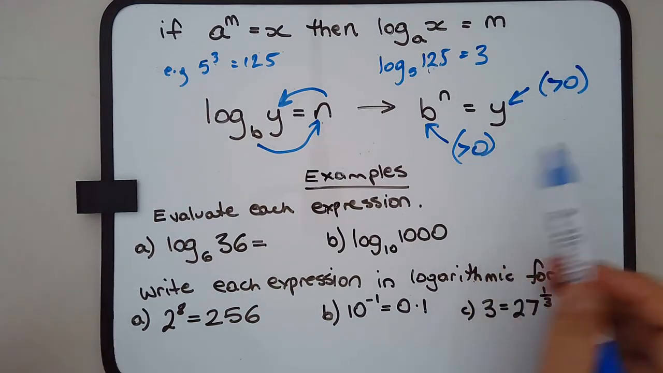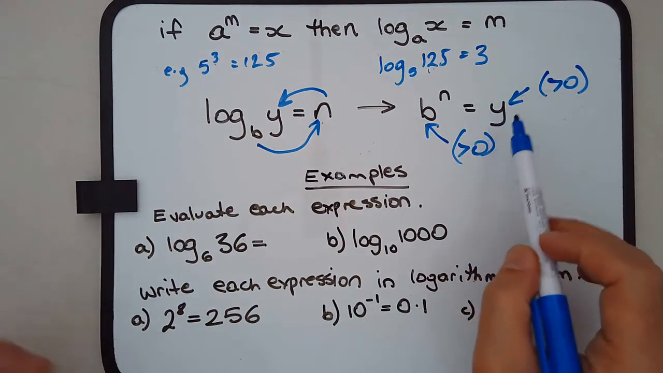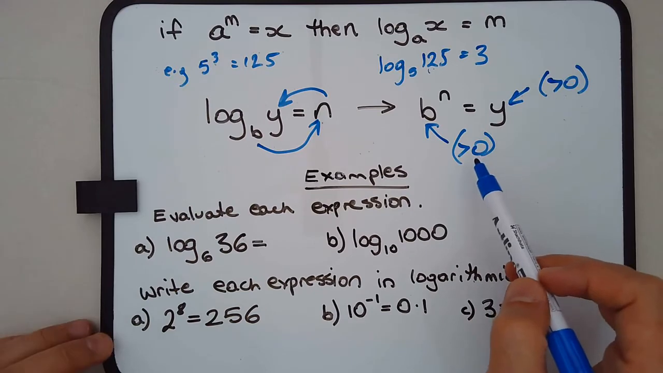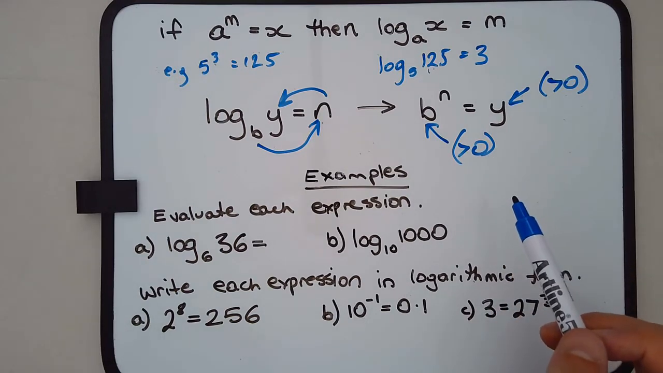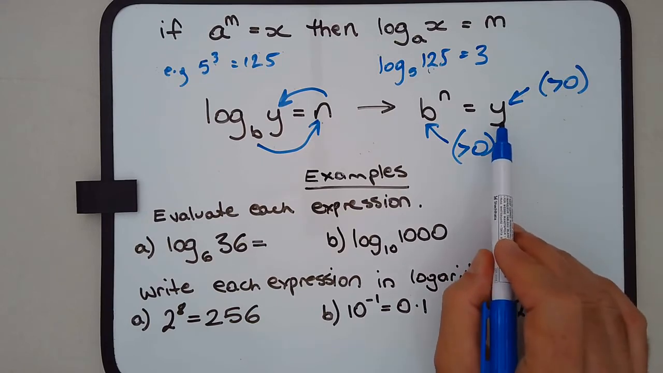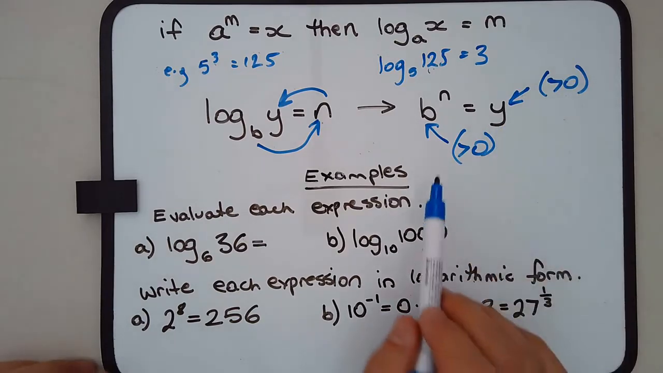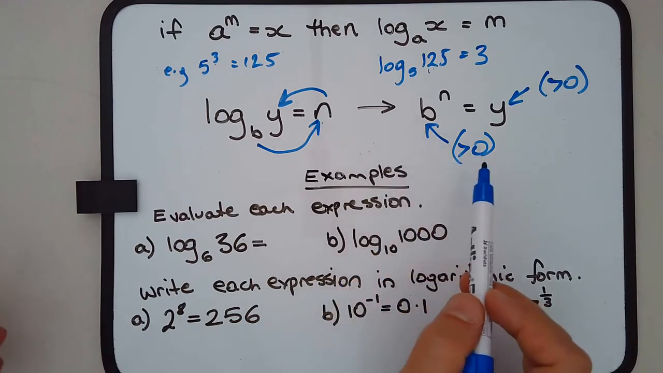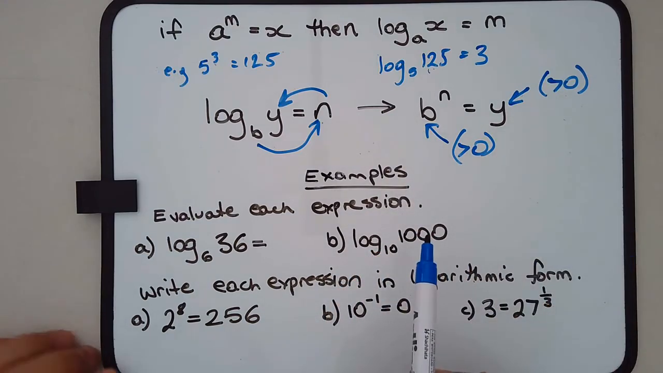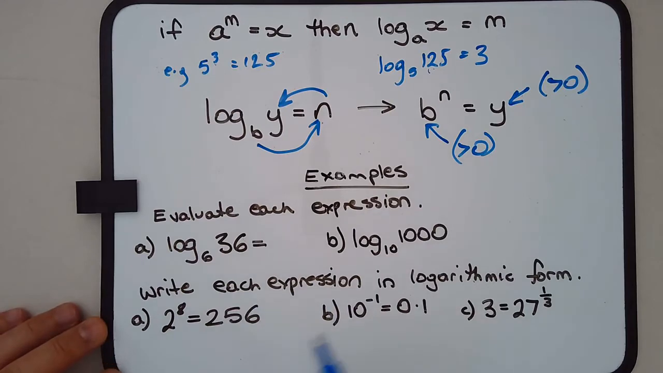So it doesn't make sense. Actually, it's a good question. Why does it have to be positive? I'll leave you to have a think about that. We can talk about that in another video. But why is the y positive? No pun intended. And also, why is the base positive? Could we have a negative base? Maybe, maybe not. You can have a think about that for yourself. We can talk about that later. Let's have a look at some examples.